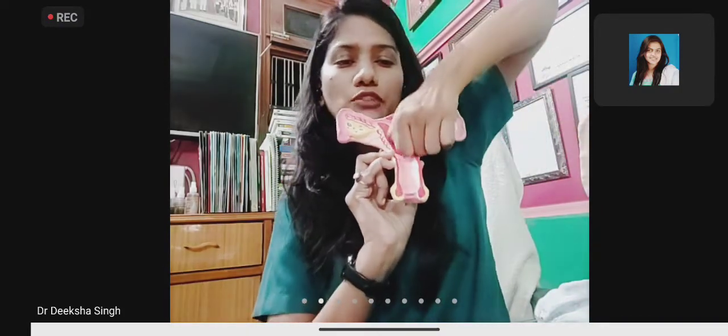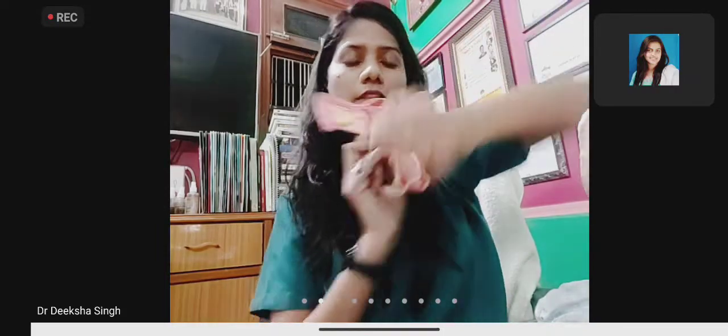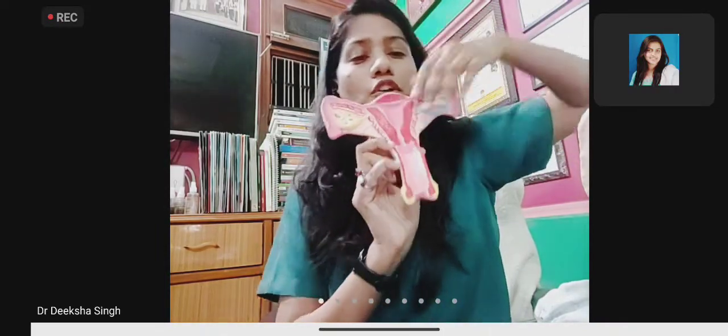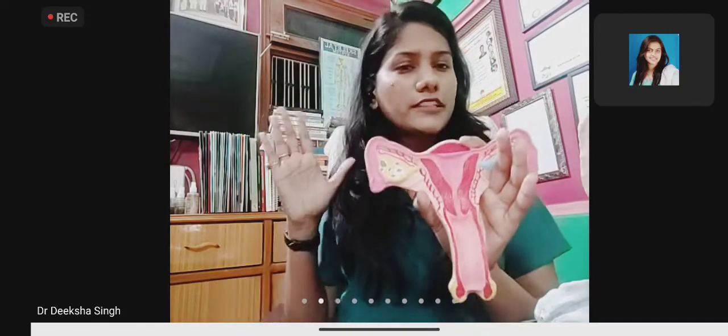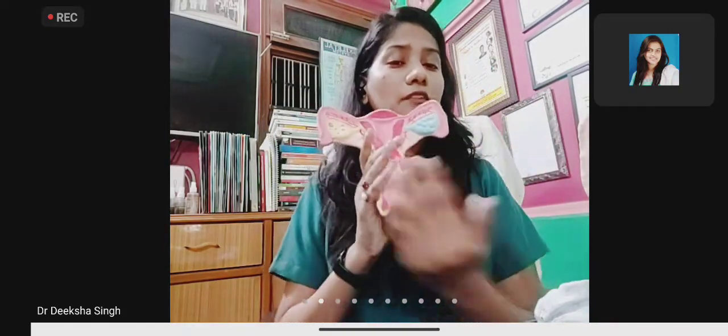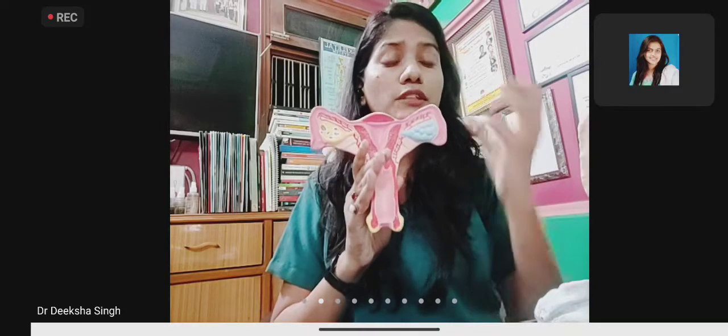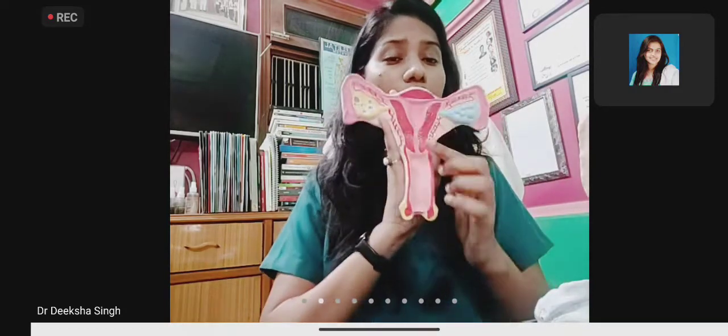Means the baby's head is going to be in this way. The baby is going to come out in this way into the world. So the posterior pelvic floor muscle thinning will be there. The anterior pelvic floor muscle is now going to relax, and your cervix is undergoing dilation.